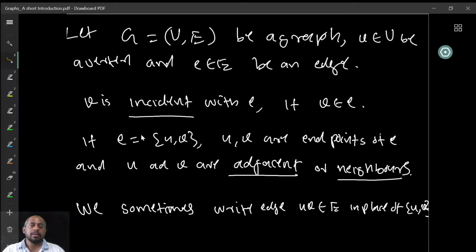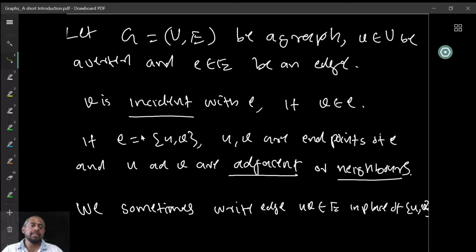Okay, now suppose you are given a graph G with vertex set V and edge set E. And let us pick a vertex, let's say v, in the graph. And let us say small e is an edge of the graph. We say that the vertex v is incident with the edge e if v is an element of e, right? Because e is a pair of vertices. So one of them is v, then we say v is incident with e.